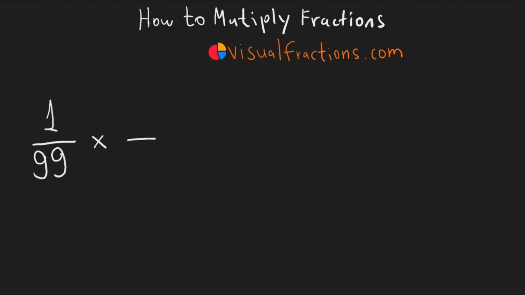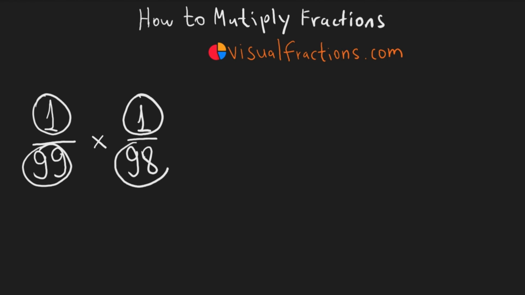in this tutorial, we're going to explore how to multiply fractions, specifically 1/99th by 1/98th. In this instance, we have two fractions, the first with a numerator of 1 and a denominator of 99, and the second with a numerator of 1 and a denominator of 98. Multiplying fractions requires you to multiply the numerators together and then the denominators. Let's go through the steps.